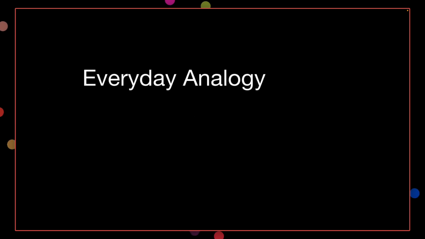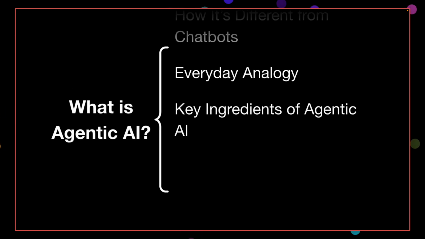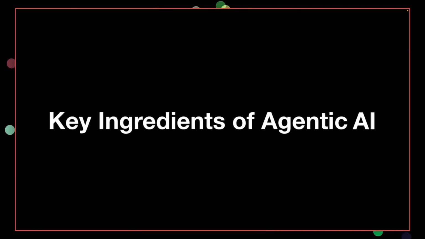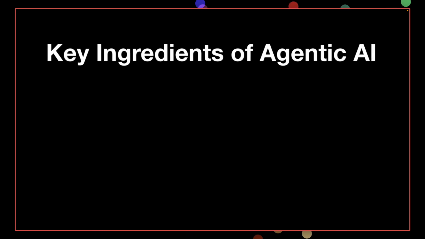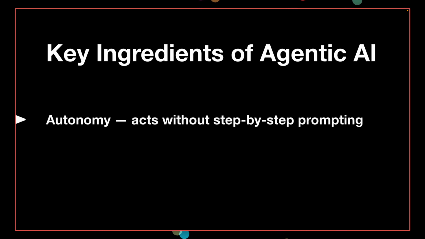Now, when we talk about agentic AI systems, there are some key ingredients which you have to be aware of. First and foremost, there are five main ingredients which make an AI agentic. The first key ingredient is autonomy. That means it can work without constant prompting.